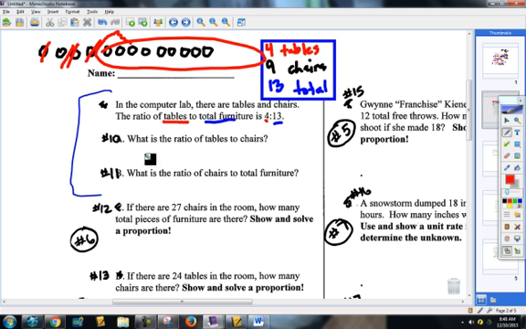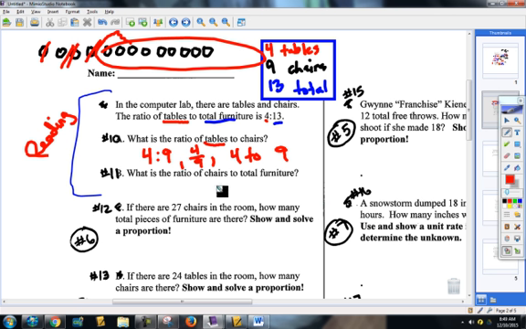Okay, so now it's all about reading. These are reading questions, 100%. More reading than math, to be honest. Okay, what is the ratio of tables to chairs? Well, if tables comes first, you go up here and say, okay, it's going to be 4 to 9. Also could be written in fraction form, or you could write it with the word "to" in between. Either way, 4 to 9.